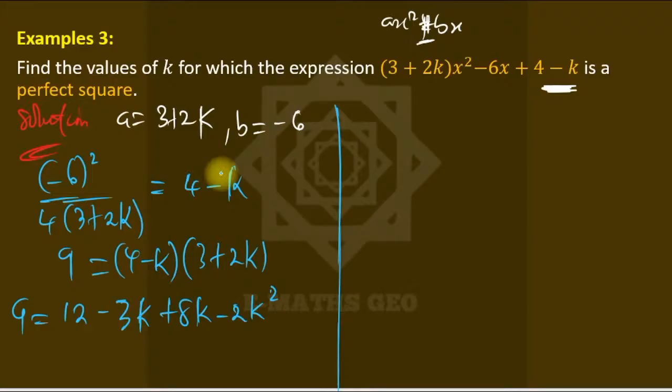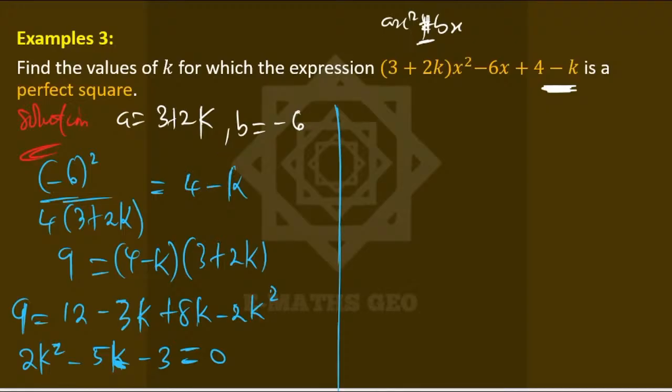So if we move everything to the left-hand side, we'll have positive 2k squared. Here, minus 3k plus 8k is plus 5k, but if we move it, it becomes minus 5k. And 12, if it moves, now 9 minus 12 is minus 3, equal to 0.